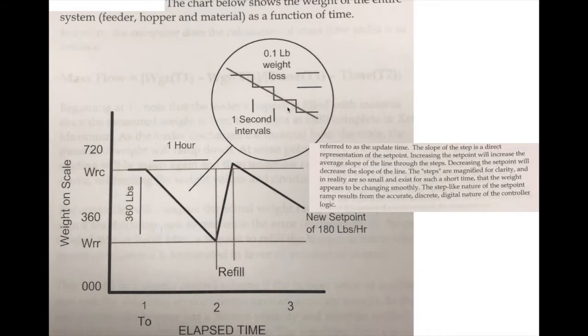And the step-like nature of the set point just comes from the fact that they have to plug this into an equation. They have to have time 1 and time 2, and then measure the weight difference between those two times. And so if you zoom in far enough, it looks like a series of steps.